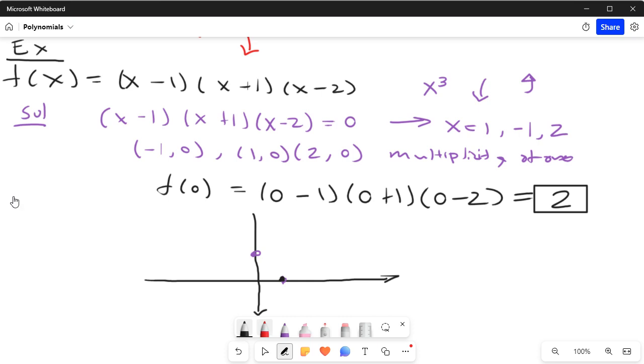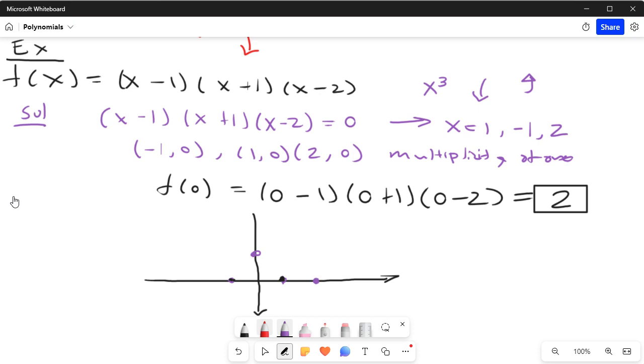and we have to plot, what's the other one? Negative 1, comma 0, and the other one, what was the other one? Okay, so the other one is (2, 0), right? Okay, so (2, 0).